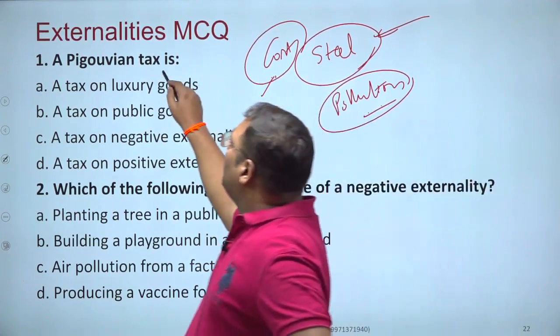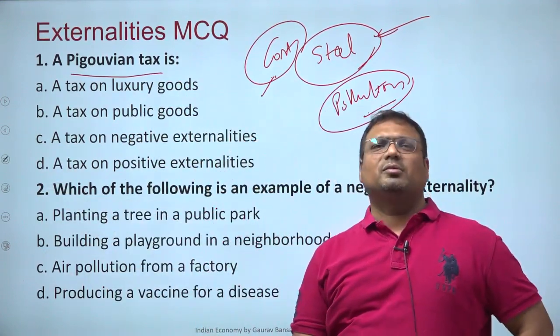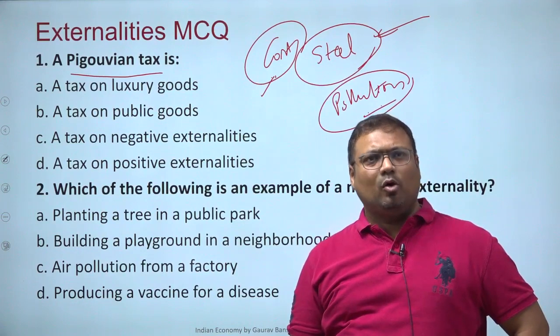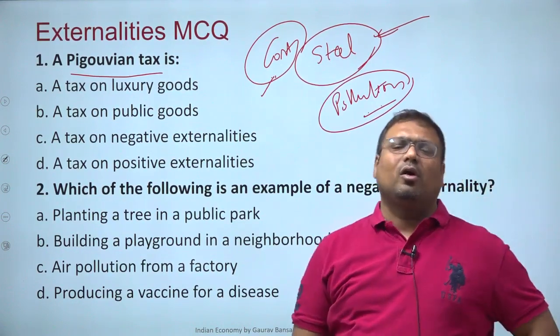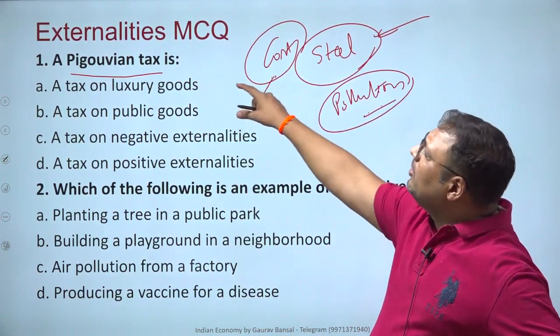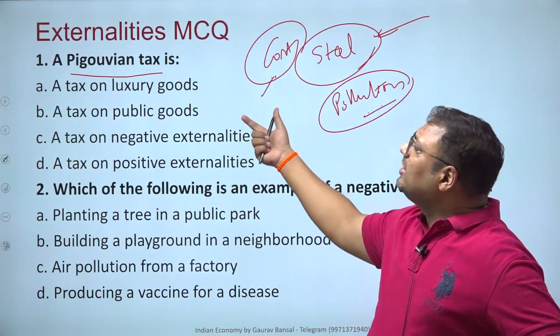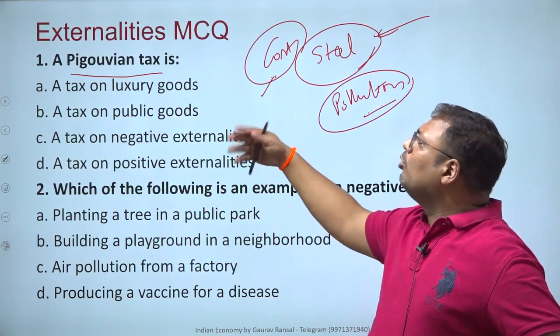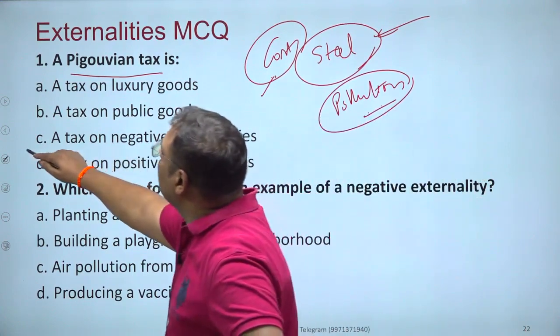Pigouvian tax. So Pigouvian tax is imposed on the polluting companies. It is a concept that I always discuss in my classes, and all my students already know of this. Pigou was a great economist. His name was Arthur Cecil Pigou, and he introduced this concept of Pigouvian tax. This is a tax on polluting goods or goods which have a negative impact on society. So in this case, C is the answer.